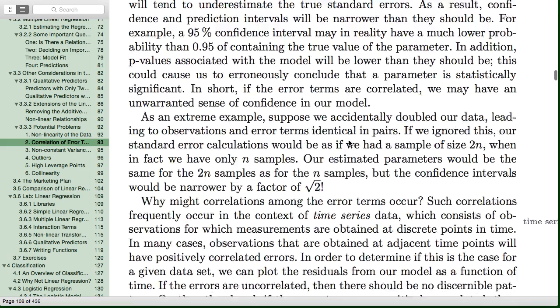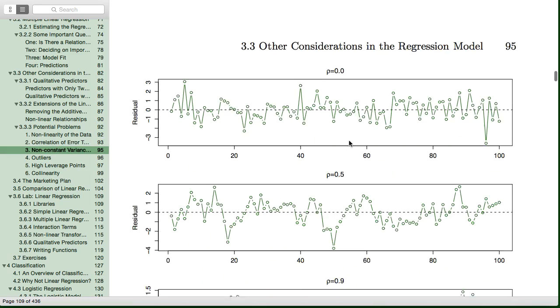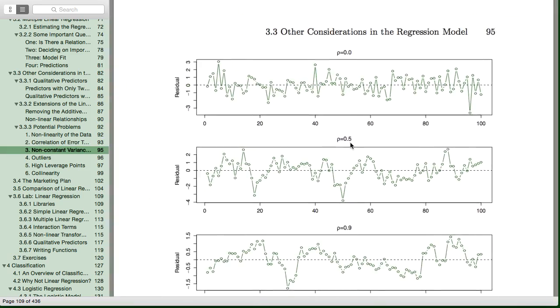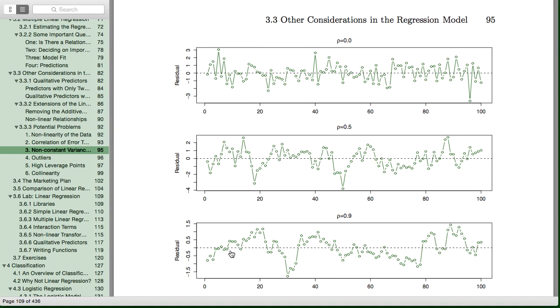Correlation of error terms. So here we're going to see some more residual plots. If the error terms are correlated with each other, they will look very much like this. This is a high degree of correlation, rho of 0.9. Rho of 0.0 is the other. I should say, we haven't been introduced to that letter rho, but it is the sample correlation coefficient that we learned about earlier, which is also called r. This is simulated data, so rho signifies that this is the real correlation, not just the sample correlation.